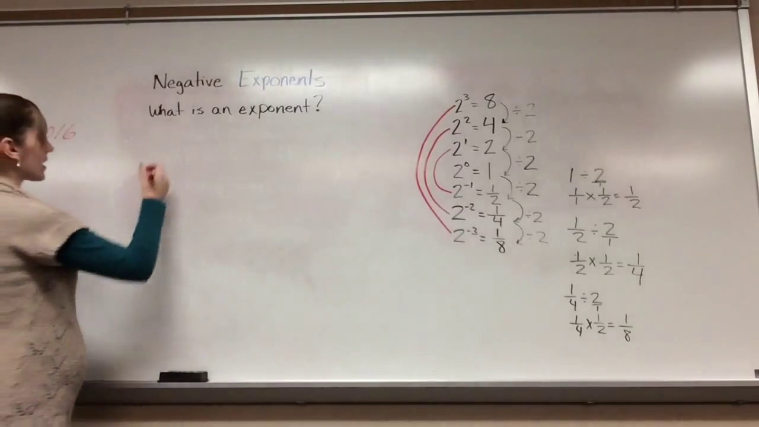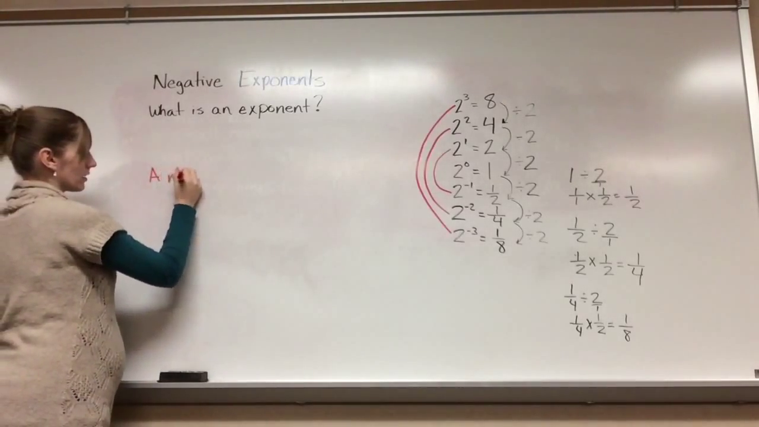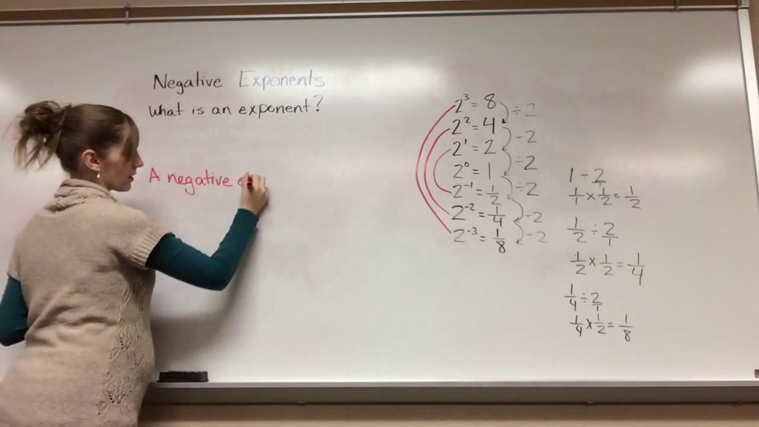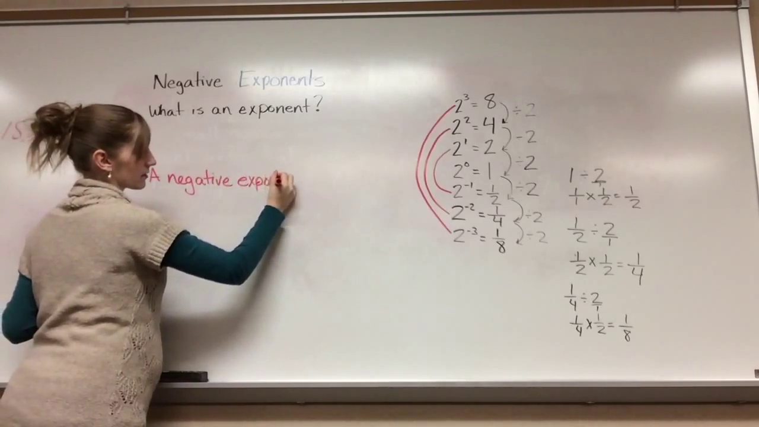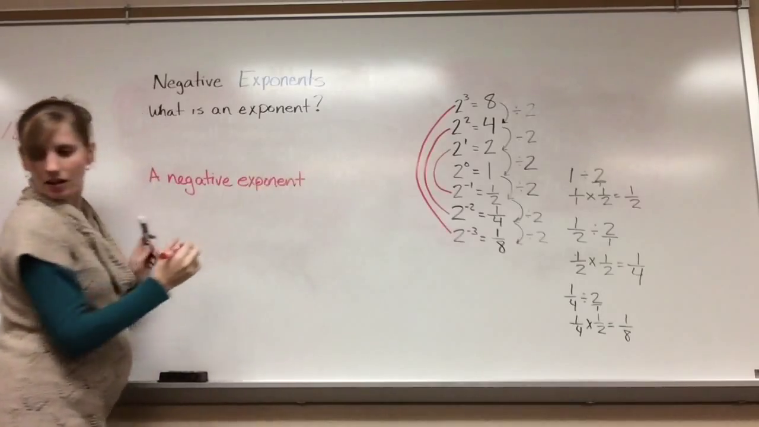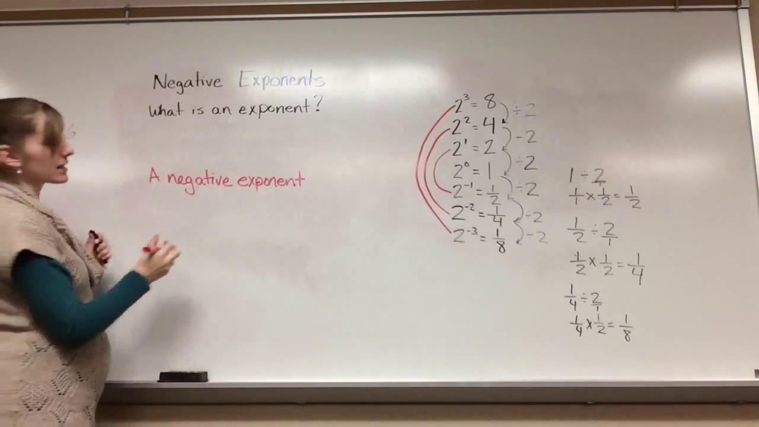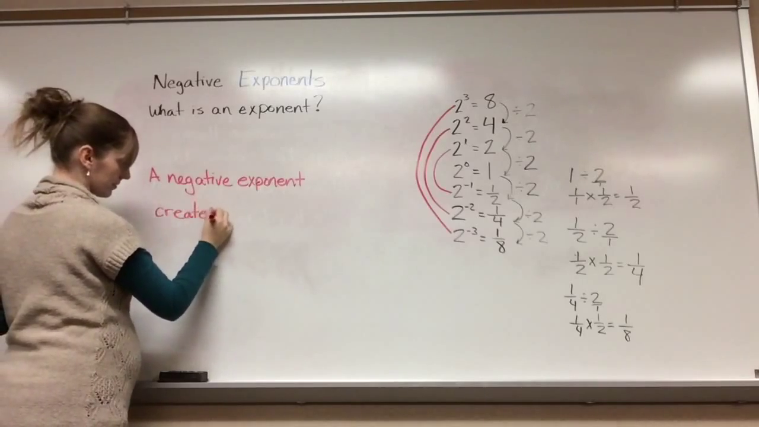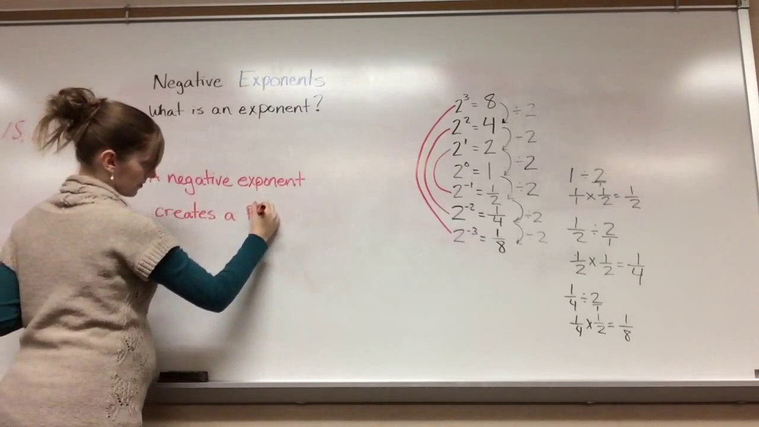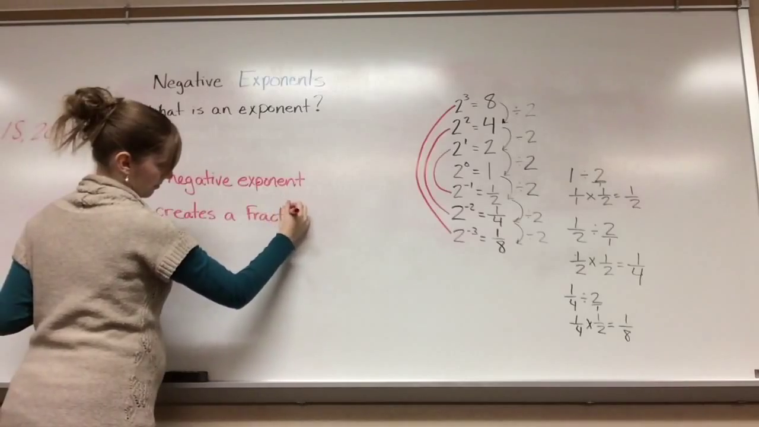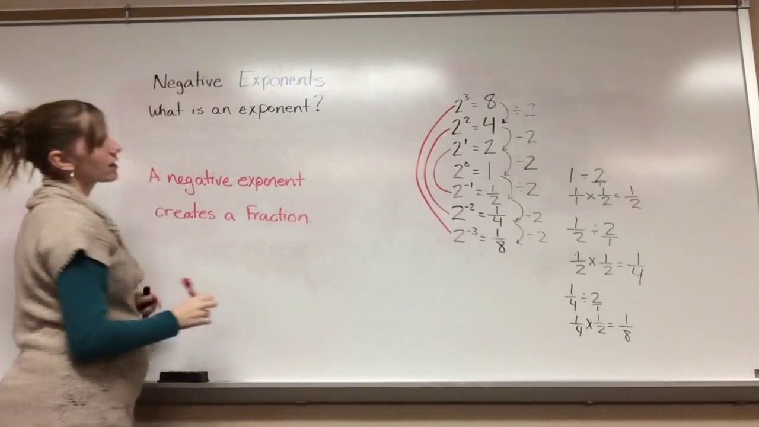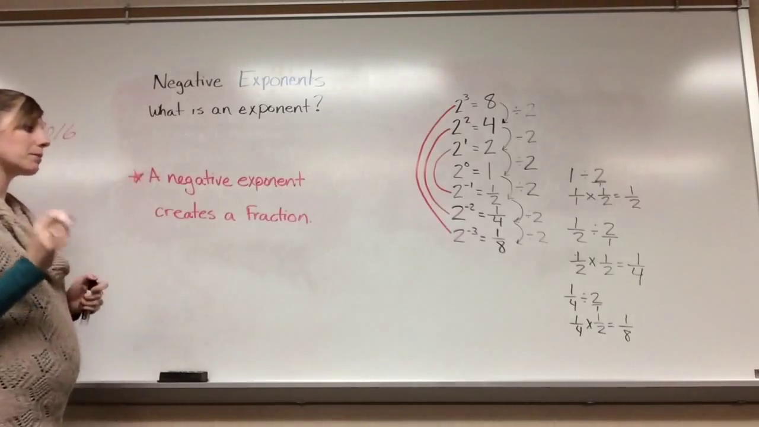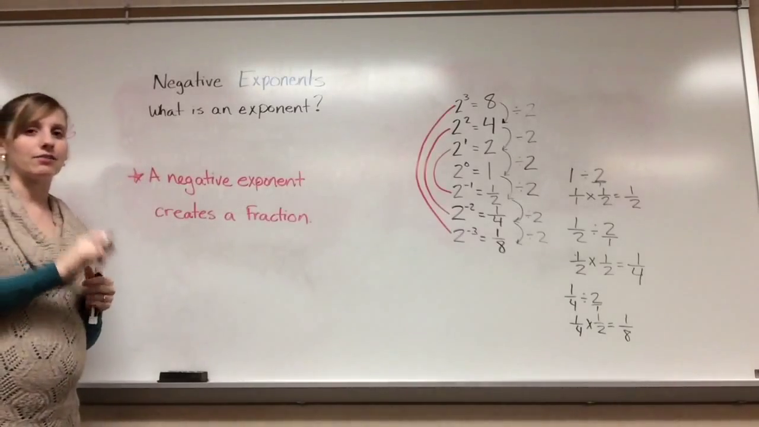So a negative exponent creates a fraction, not a negative number. Okay, so this is key for what we're learning today. Negative exponent means fraction, not negative number.